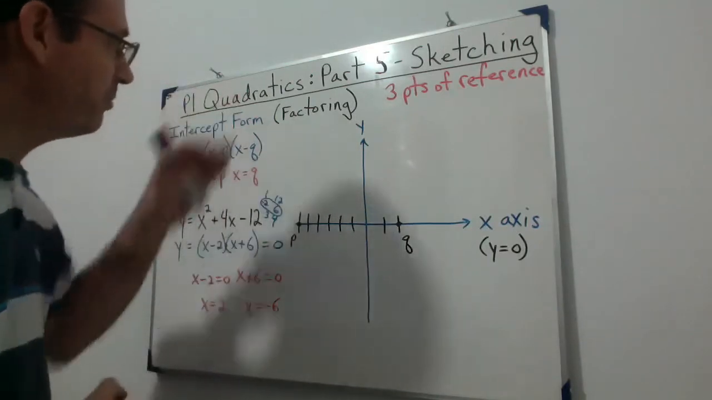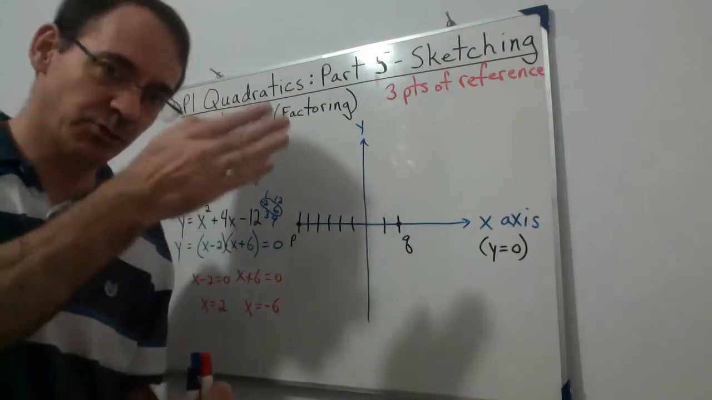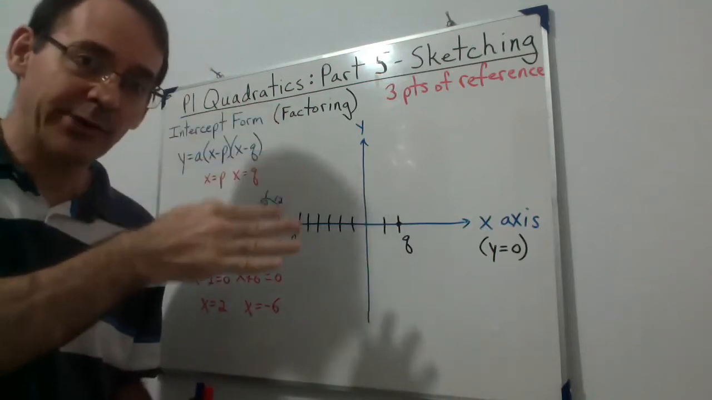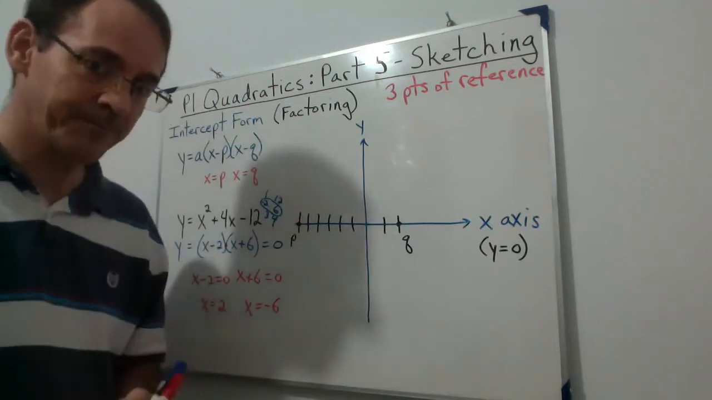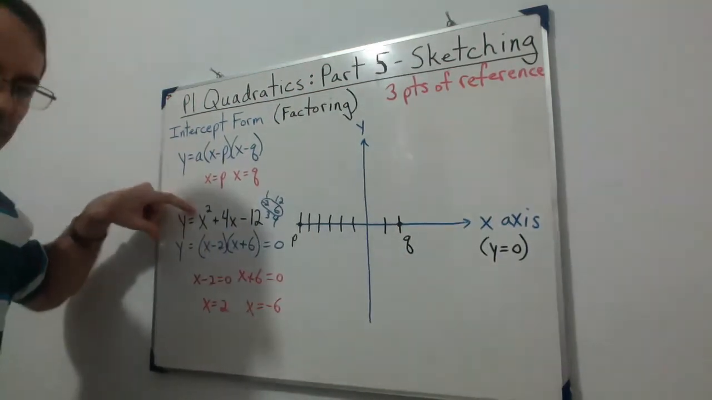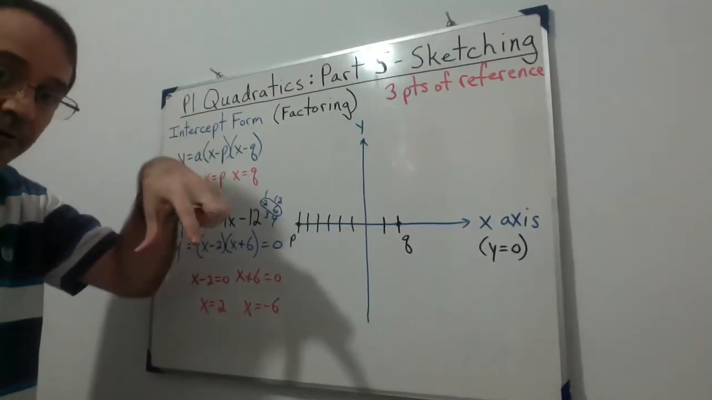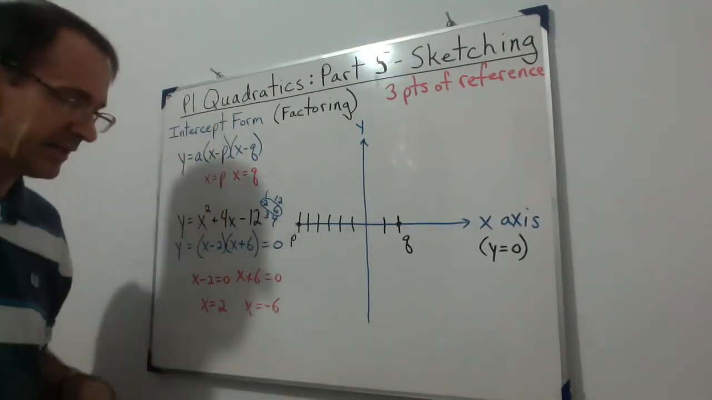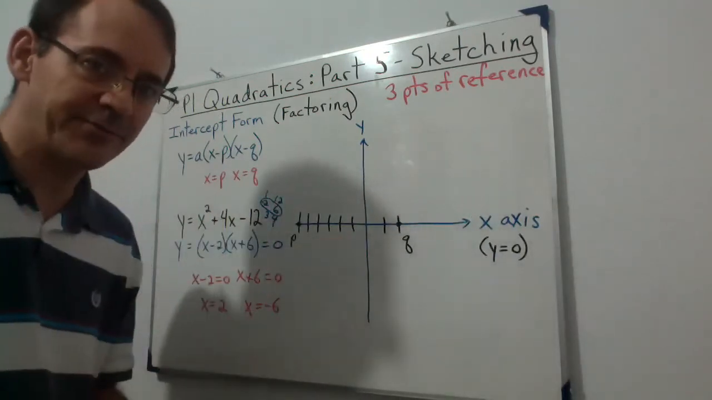And in any type of quadratic, the most key point is the vertex. It's where the curve changes from going down to going up, or if it's facing down, going up to going down. Now we know this one is facing up because the x squared is positive. If the x squared were negative, it would be going down. The x squared positive, it's facing up. So we know it's facing up, and it goes through these two. We need to find the vertex.